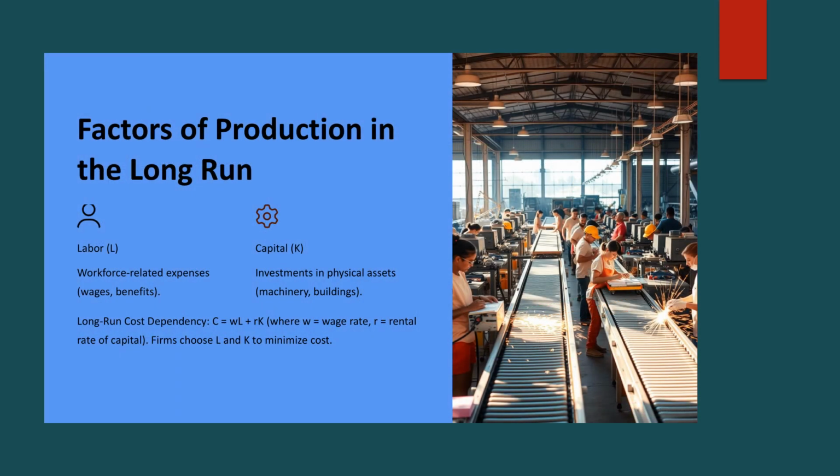Factors of production in the long run. The factors are labor and capital. Labor covers work related expenses like wages and benefits. Capital means investments in physical assets like machinery and buildings. Long run cost dependency: cost C equals WL plus RK, where W is wages and R is the rental rate of capital. Firms choose labor and capital to minimize cost.